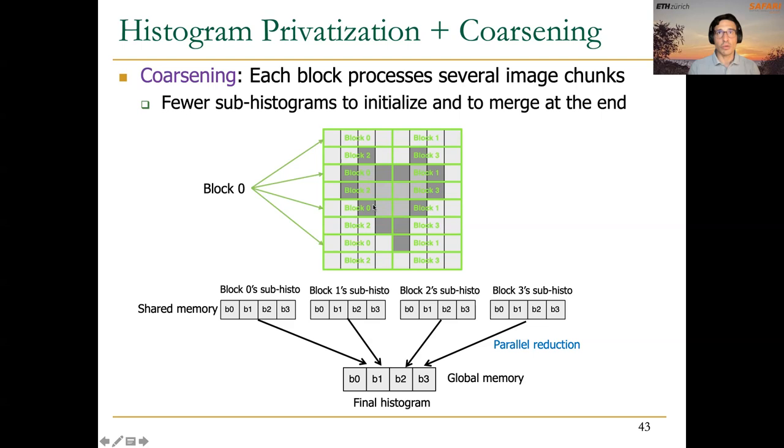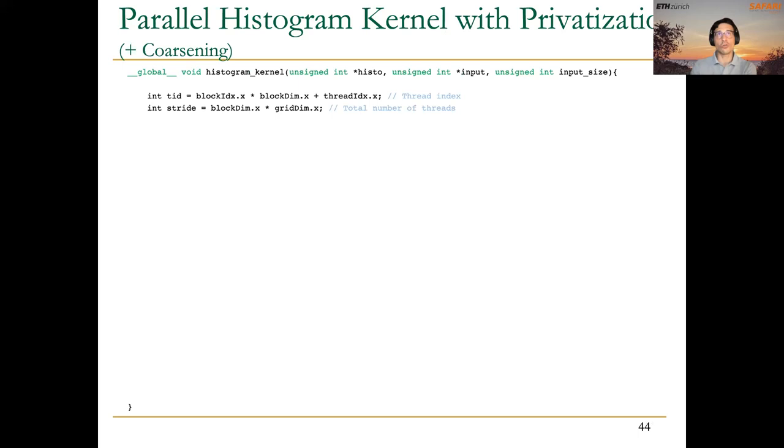So in total, in this simplified representation, we would be using only four thread blocks. What that means is that we only need to create four subhistograms, we only need to initialize one, and we will only have to reduce into the final histogram once. If we have more thread blocks, we will have more subhistograms, and then the final parallel reduction will be costlier. And here you can see the code for the parallel histogram kernel with privatization and coarsening.